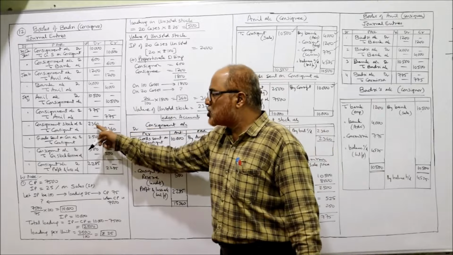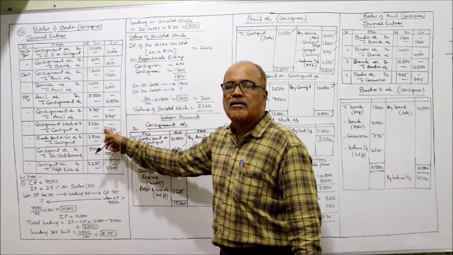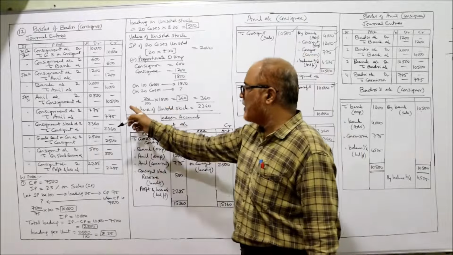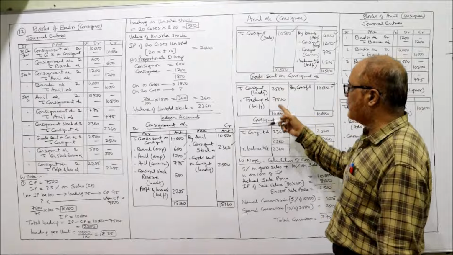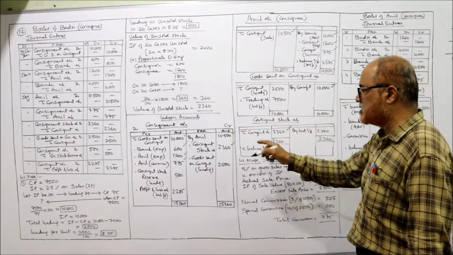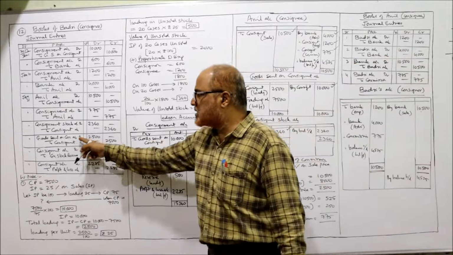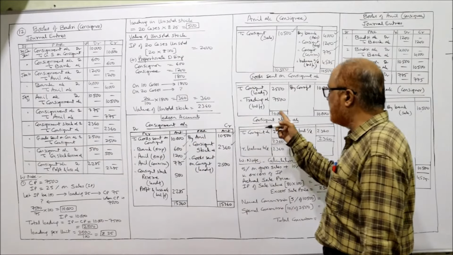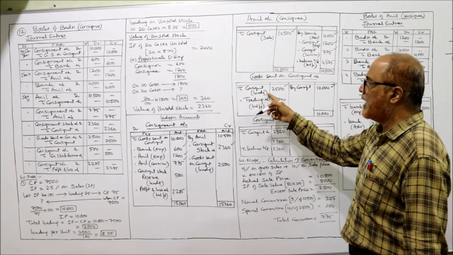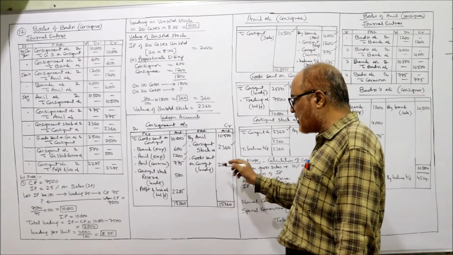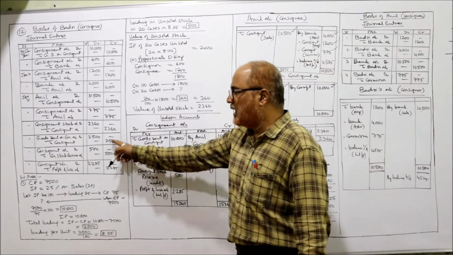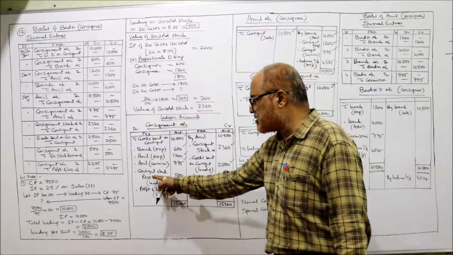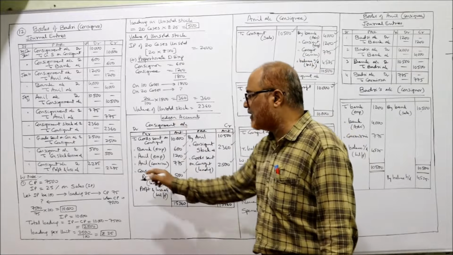Then consignment stock account debit to consignment. So consignment account is credited by consignment stock 2,360, and consignment stock should be debited. So consignment stock is debited 2,360. Then goods sent on consignment account debit to consignment. The goods sent on consignment should be debited to consignment, and consignment should be credited by goods sent on consignment 2,500. Next is consignment account debit to stock reserve. So consignment account debit side to consignment stock reserve 500.